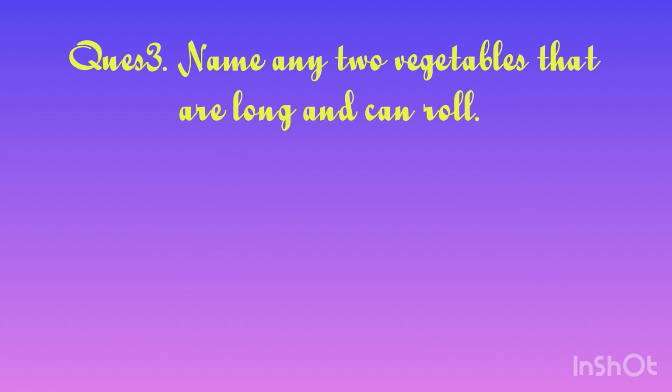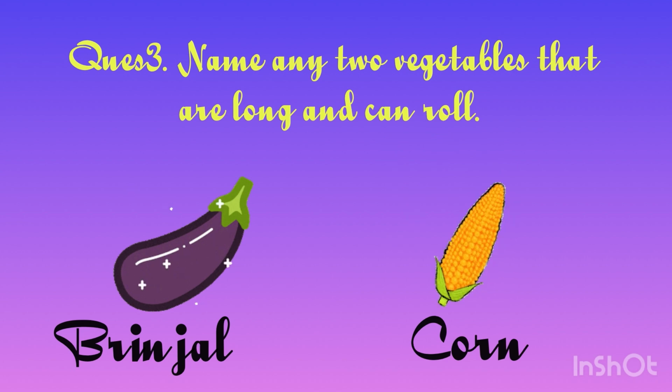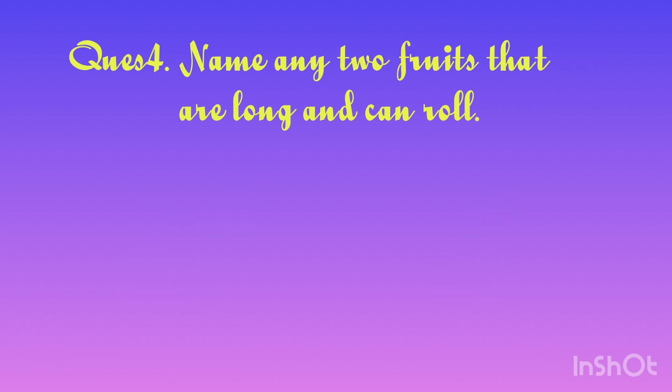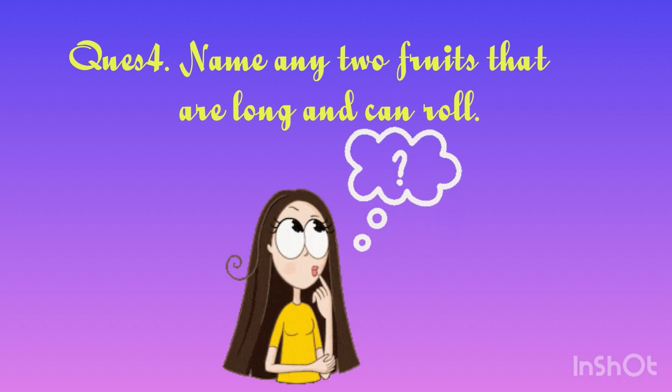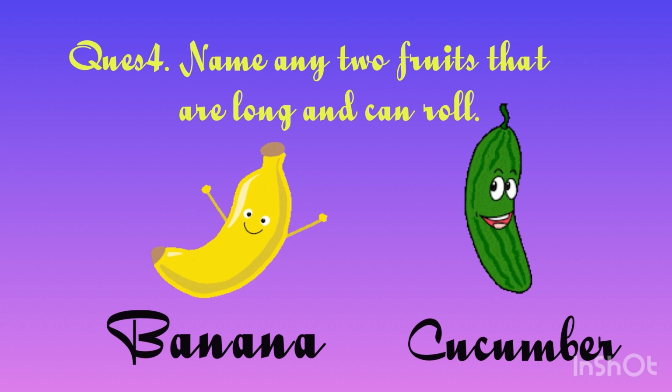Now the next question says, name any two vegetables that are long and can roll. Think. Which are these vegetables? Yes, brinjal and corn. Both are long and can roll because of their round surface. Now the last question is, name any two fruits that are long and can roll. Think. Very easy. They are banana and cucumber. Both are long and can roll.